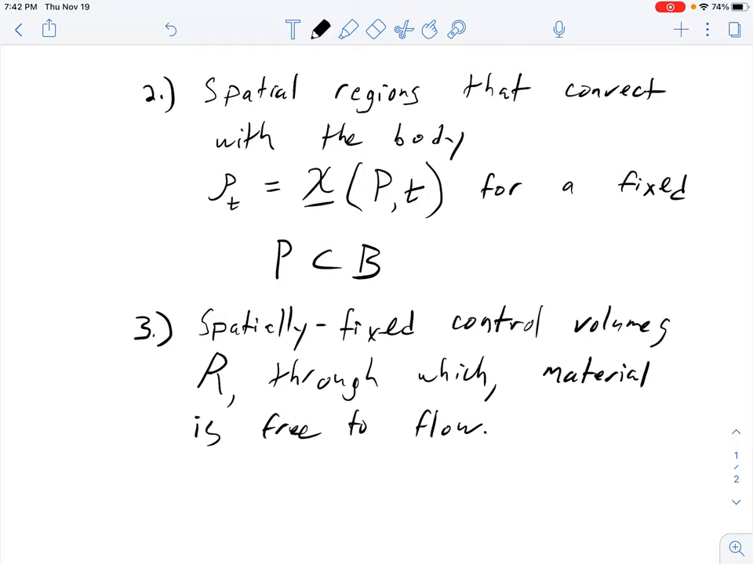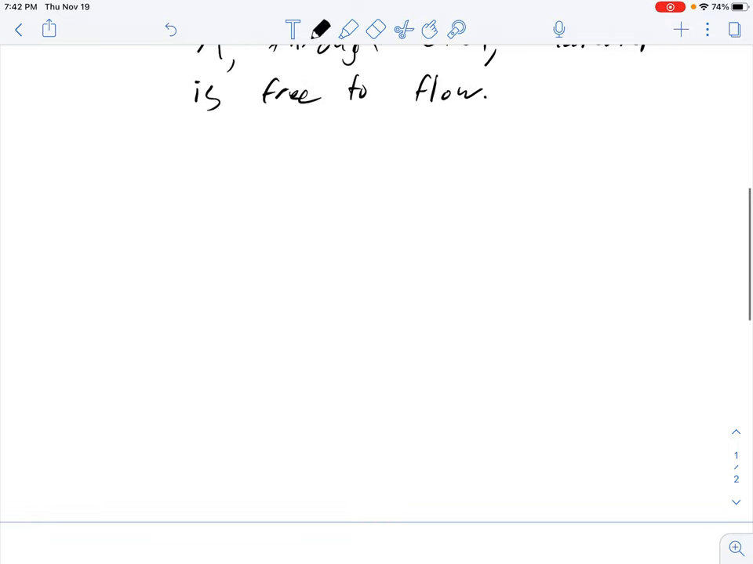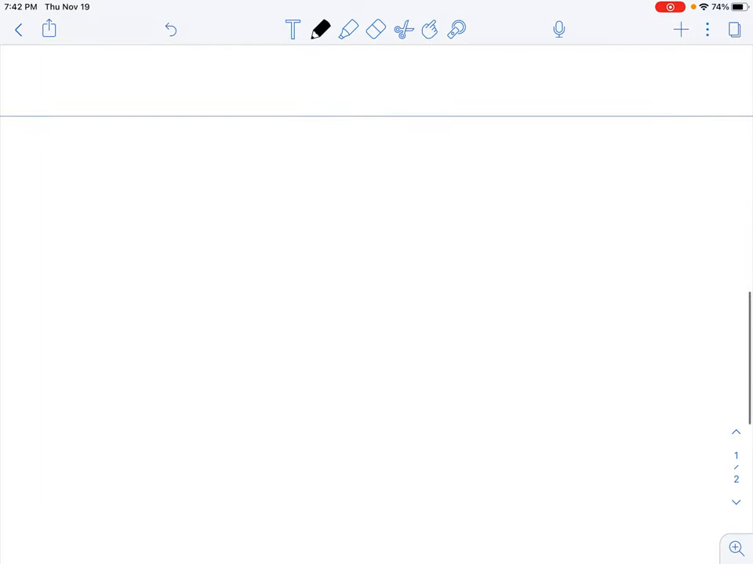All right, so now on to balance of mass. So material does not cross the boundary of a spatial region that convects with the body, and mass is neither created nor destroyed. You know, we're saying that mass is a conserved quantity in continuum mechanics here. So it would follow that the mass of a spatial region that convects with the body has to remain constant.